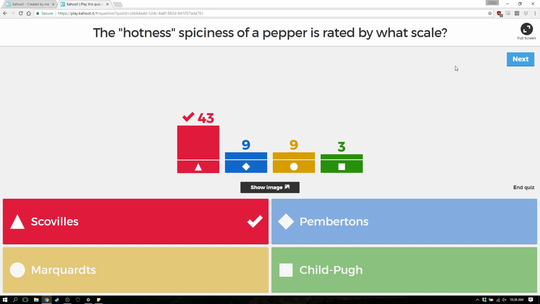What's a Child-Pugh score? Have you ever heard of that? That's actually measuring liver dysfunction. So someone has different grades of liver dysfunction based on their Child-Pugh score.